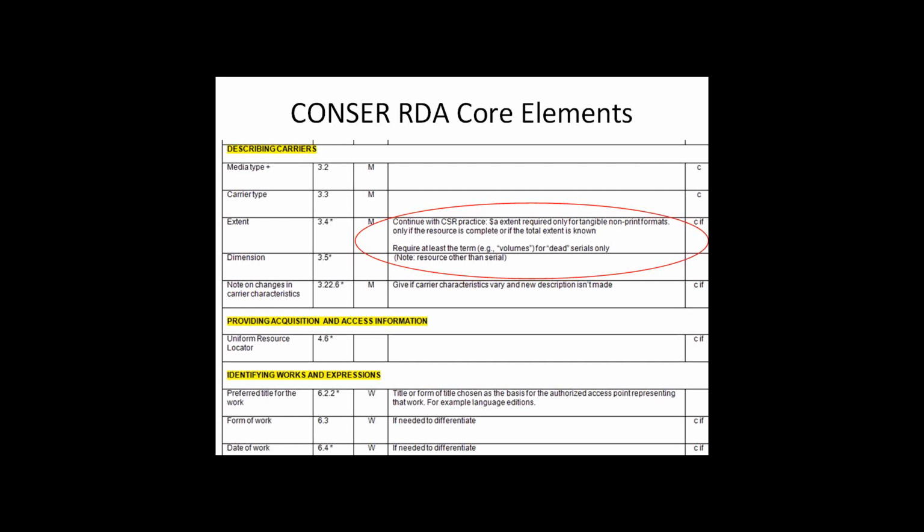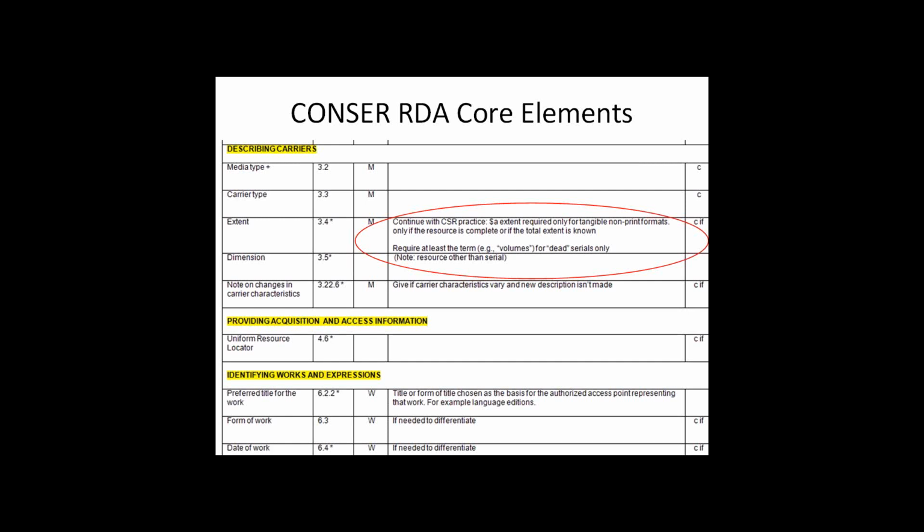Again, this is an area for describing the requirements for type of extent, and this also continues CONSER standard record practice, or CSR practice. That extent was only required for tangible non-print formats, unless the resource was complete. We're going to change this requirement a little bit because of the provider-neutral record guidelines.